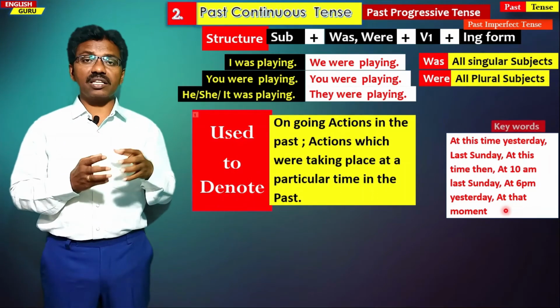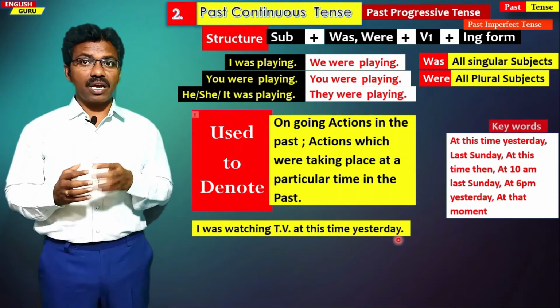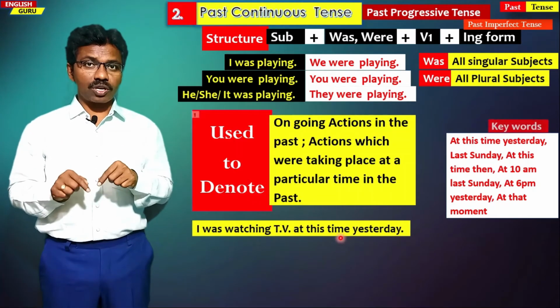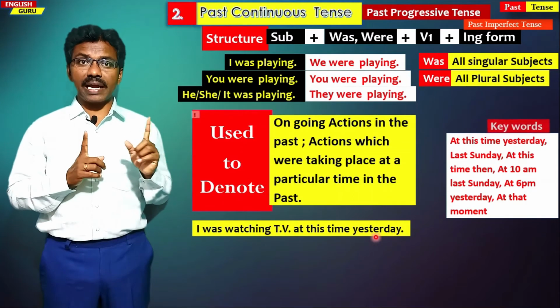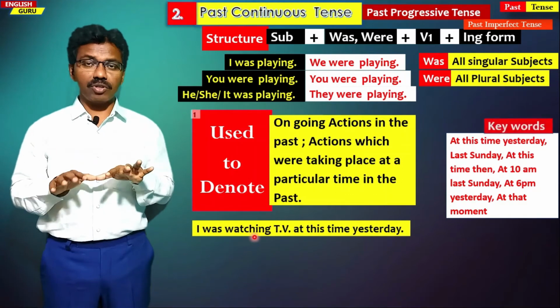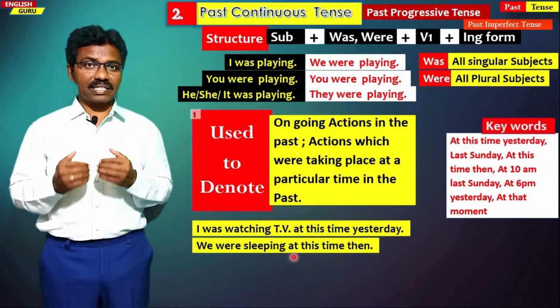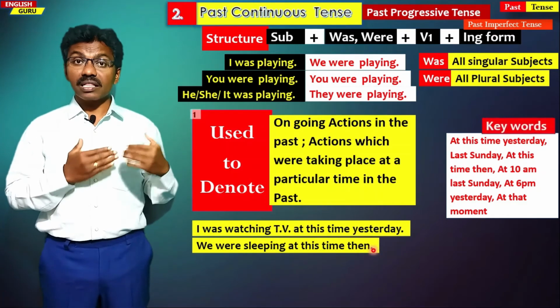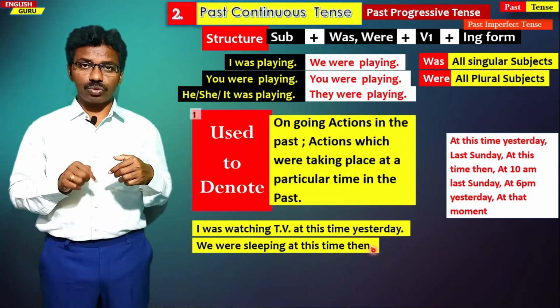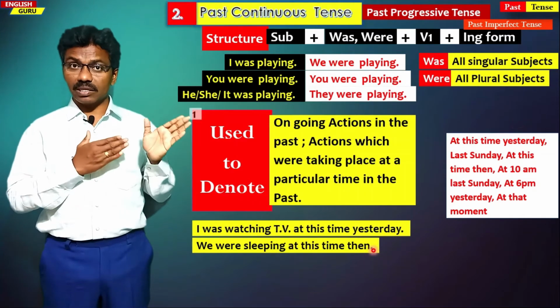And if you take them in examples, I was watching TV at this time yesterday. So today you are talking about yesterday's activity. At that time yesterday you were watching TV. Right now you are not doing it, right? So in the similar manner, we were sleeping at this time then. Then we were sleeping, not now. So that was the past activity. You were continuing at this time then.